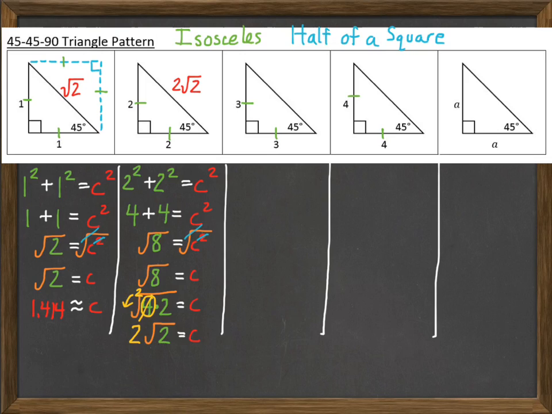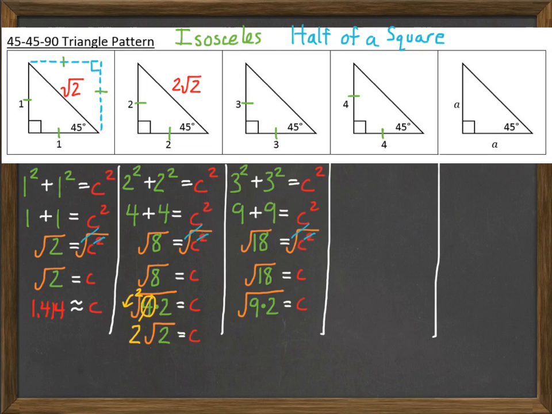Okay, what about the next one? I do 3 squared and 3 squared, 9 and 9, take the square root of the 18. I can simplify the square root, and I get a side length of 3 square root of 2. Do you notice a pattern yet?